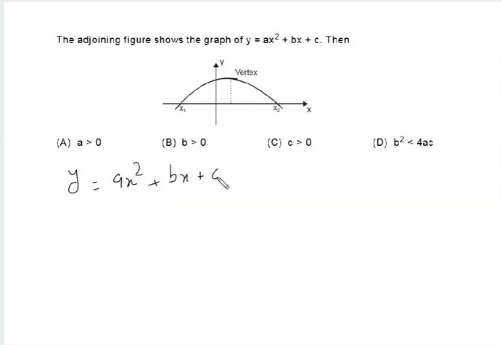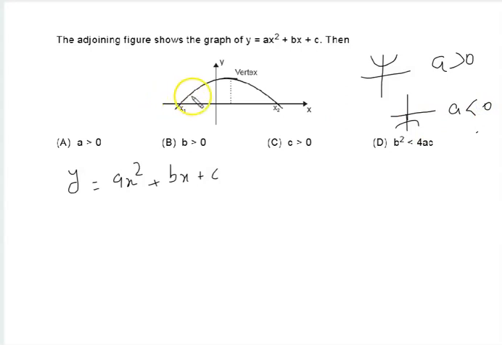And we know that there are two types of parabola. The first one is upward open and the second one is downward open. When a is greater than 0, then it is upward open. And when a is less than 0, it is downward open, guys, right? Are you getting my points, guys?